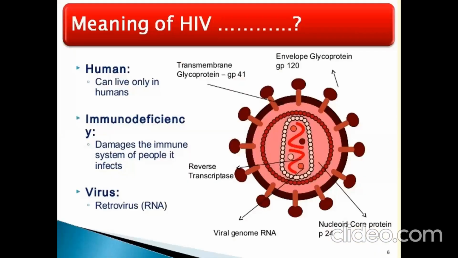We have seen all these things, the meaning of HIV: human, that is, it can live only in humans. Immunodeficiency means it damages the immune system of people. It infects, and it is a virus, that is a retrovirus, an RNA virus.